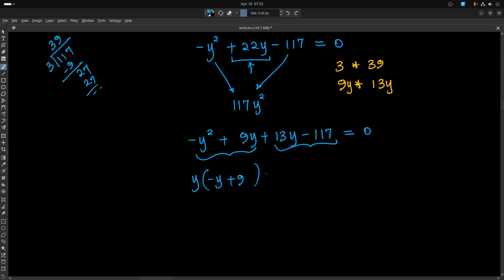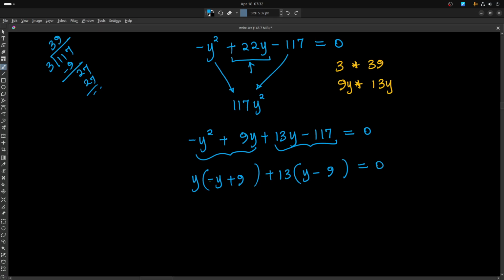Then we come to this other pair. The common factor here is 13. So we factor out 13. 13y divided by 13, that's just going to be y. Negative 117 divided by 13, that's going to give us negative 9, right? Yeah, 117 divided by 13, that's 9, and then we have the negative. And this is equals to 0.